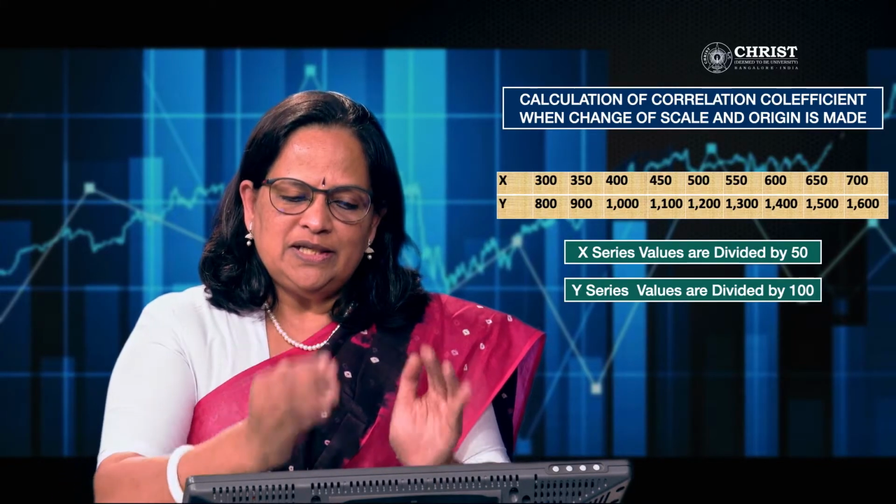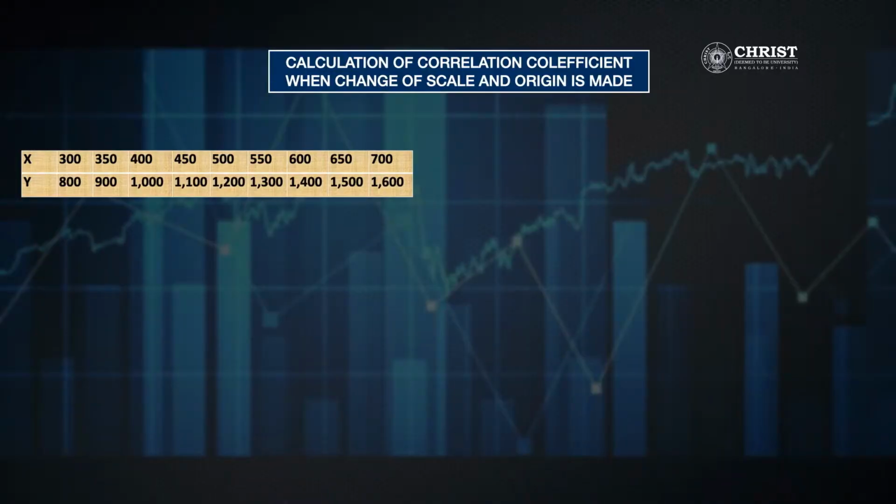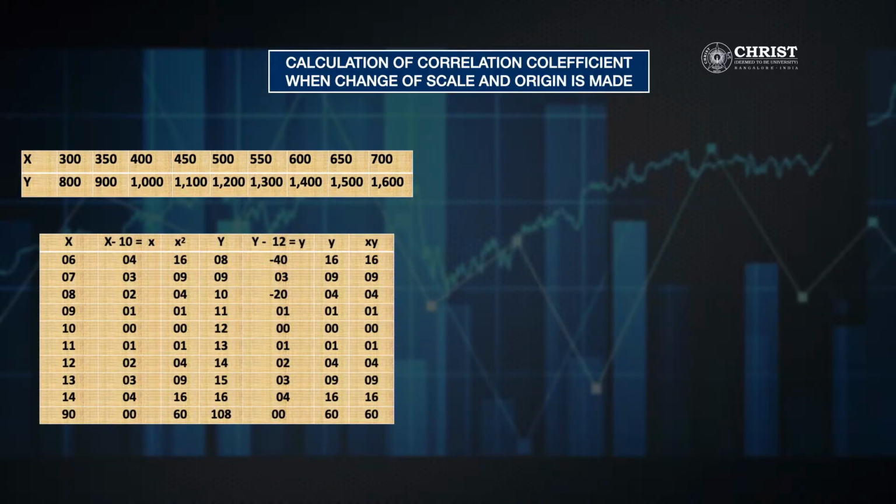Now, x series values are divided by 50. Y series values are increasing by 100, so y series values are divided by 100. So this will simplify the calculations. So we are getting the new set of x values and y values. We are going to do the computation by computing from the actual mean.